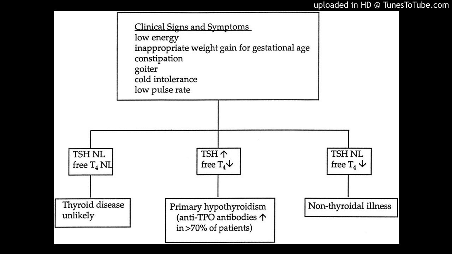Hypothyroidism is common in pregnancy with an estimated prevalence of 2 to 3% and 0.3 to 0.5% for subclinical and overt hypothyroidism respectively. Endemic iodine deficiency accounts for most hypothyroidism in pregnant women worldwide, while chronic autoimmune thyroiditis is the most common cause of hypothyroidism in iodine-sufficient parts of the world.